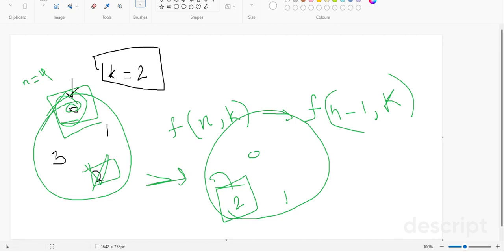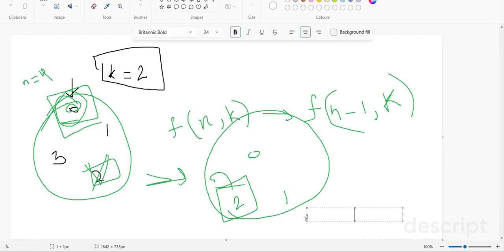So can I say that this becomes f of n minus 1 comma k, and we need to add k to this and take the modulo of this complete expression with the number of people in our current circle. So basically, this becomes the value of our f of n, if we are having n people in a circle and we need to move k distance.